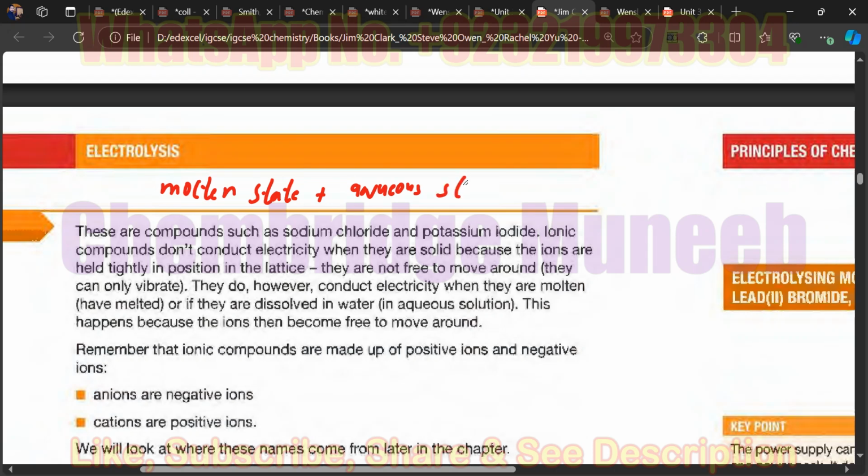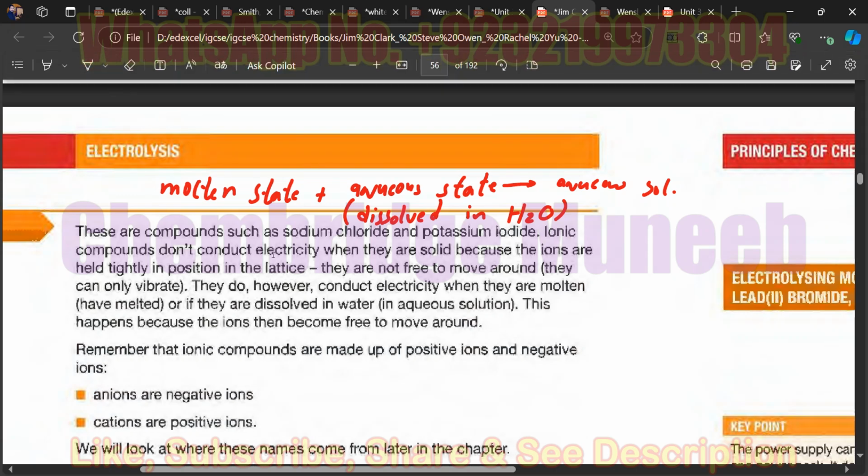What is aqueous state? When dissolved in water. Yes, dissolved in water. Exactly, dissolved in H2O. Or you can also call it aqueous solution. It is the aqueous solution of the ionic compound. So in these two states, the ionic compounds can conduct electricity.